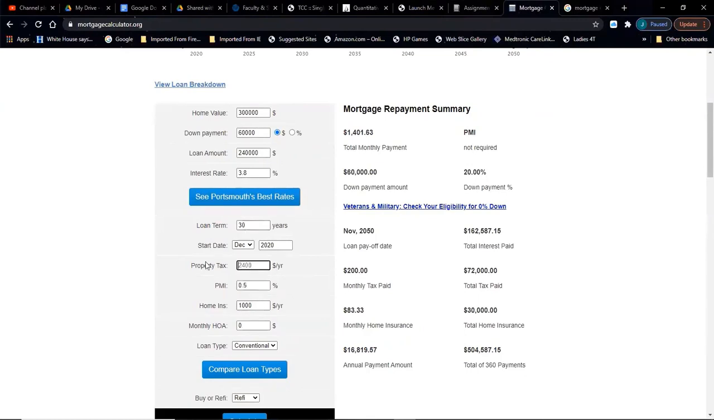So again, we'd zero all of this out. Property tax, if you got a $200,000 home, you're probably paying about $3,000 a year in property tax, maybe less if you're not in Portsmouth. PMI, you're probably paying about $100 a month, again, on a $200,000 home. Home insurance, about $1,000 a year, which comes out to about $100 a month, $80 a month, just depending on a lot of things.